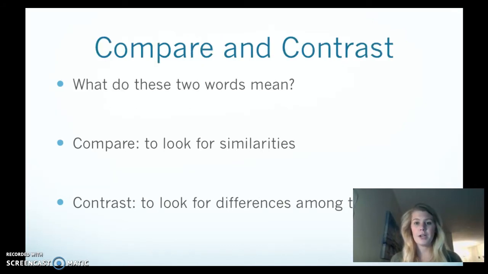So, compare and contrast, what do these two words mean? For teaching, I would have just compare and contrast up there, not their definitions, and we would kind of brainstorm, and I would see what the kids thought compare and contrast meant before pulling up the definitions. For the sake of this, I have the definitions here. So after we talked about what comparing and contrasting, I would give them the definitions. Compare means to look for similarities between two items, events, or things. And contrast means to look for differences among two items, things, events, etc.